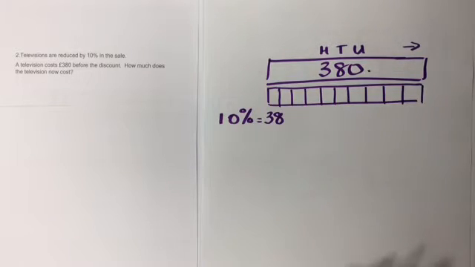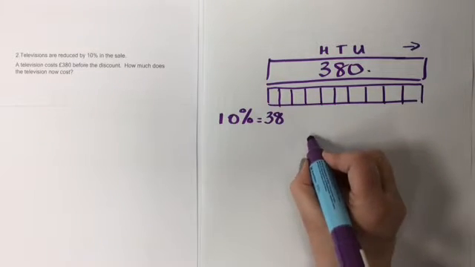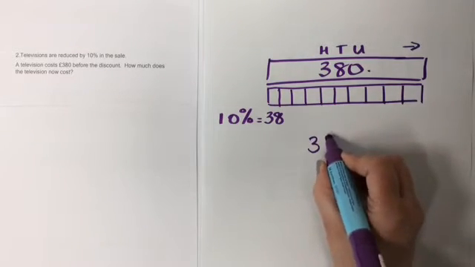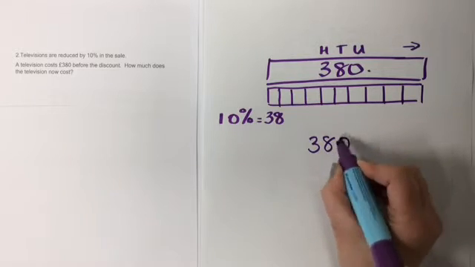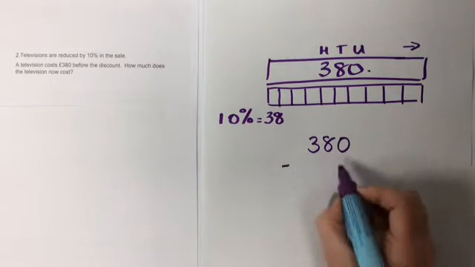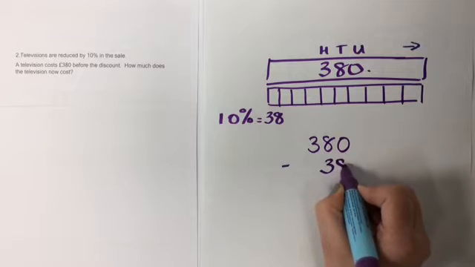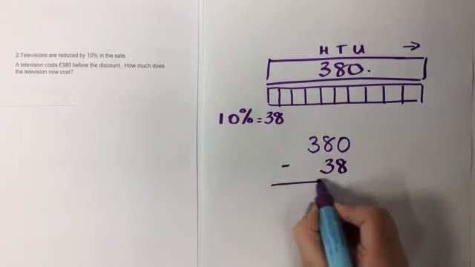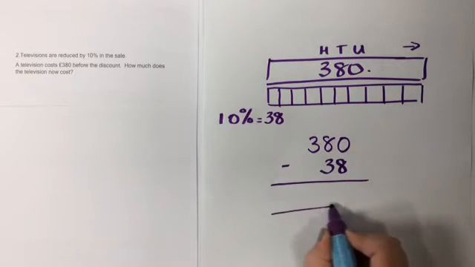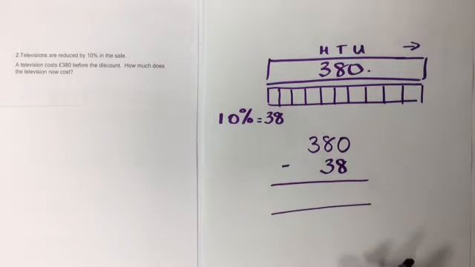If you look very carefully, it says that televisions are reduced by 10% in the sale. So we've got to actually take that away from the original price. So the original price was 380 and we've got a reduction of 38. This is when percentages are really important because in life we will often see adverts saying there's a reduction in price in the sale and you want to know how much you're going to pay.